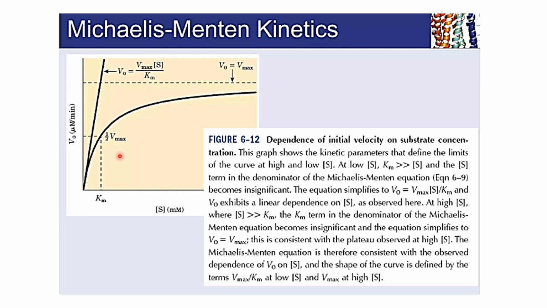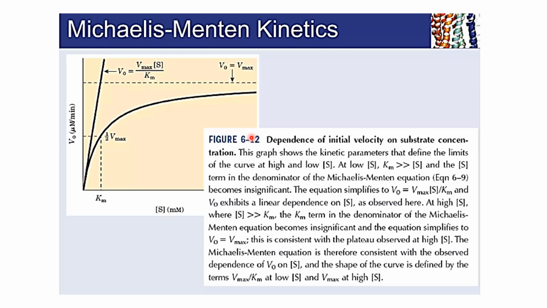At very high concentration of substrate, where substrate concentration becomes very much higher than Km, the Km term in the denominator of the Michaelis-Menten equation will become insignificant and the equation will simplify to V0 equal to Vmax, and this is consistent with the plateau observed at higher concentrations of substrate.